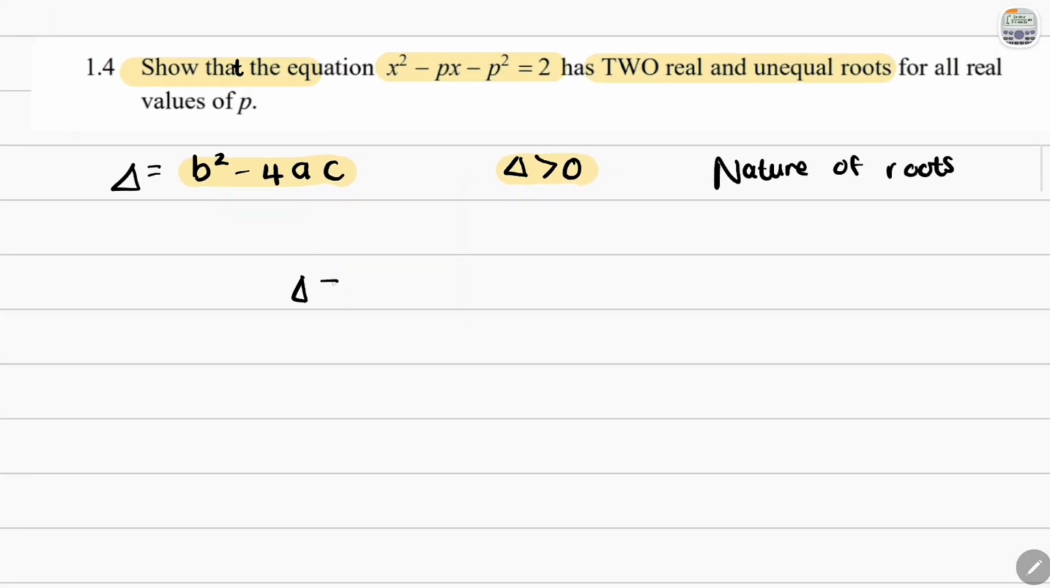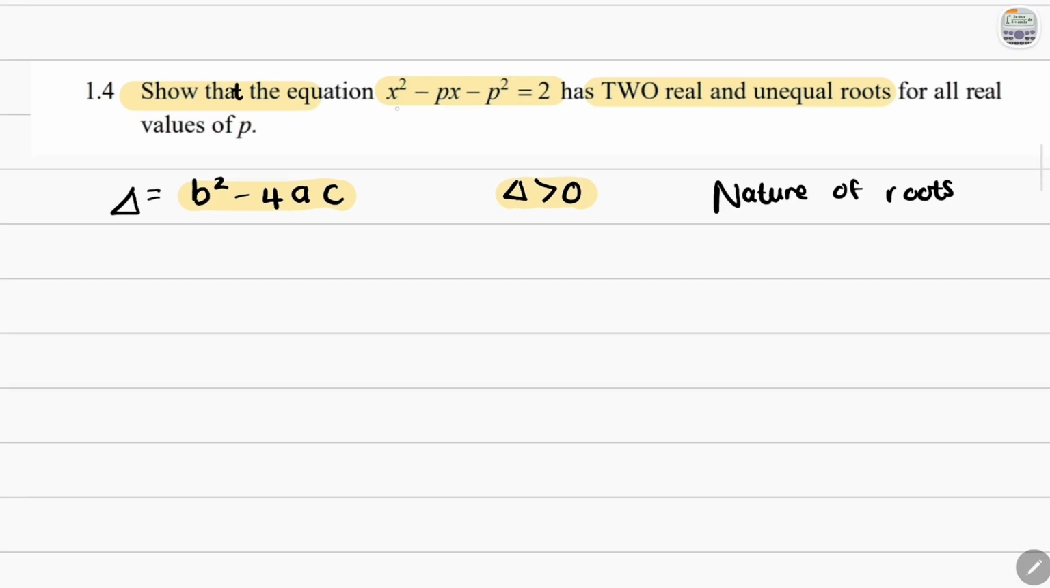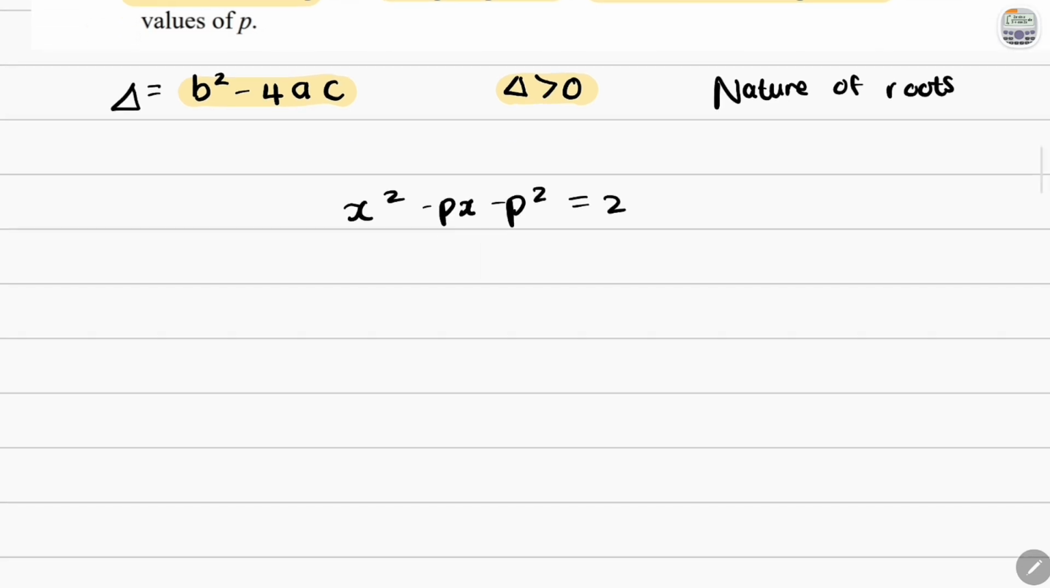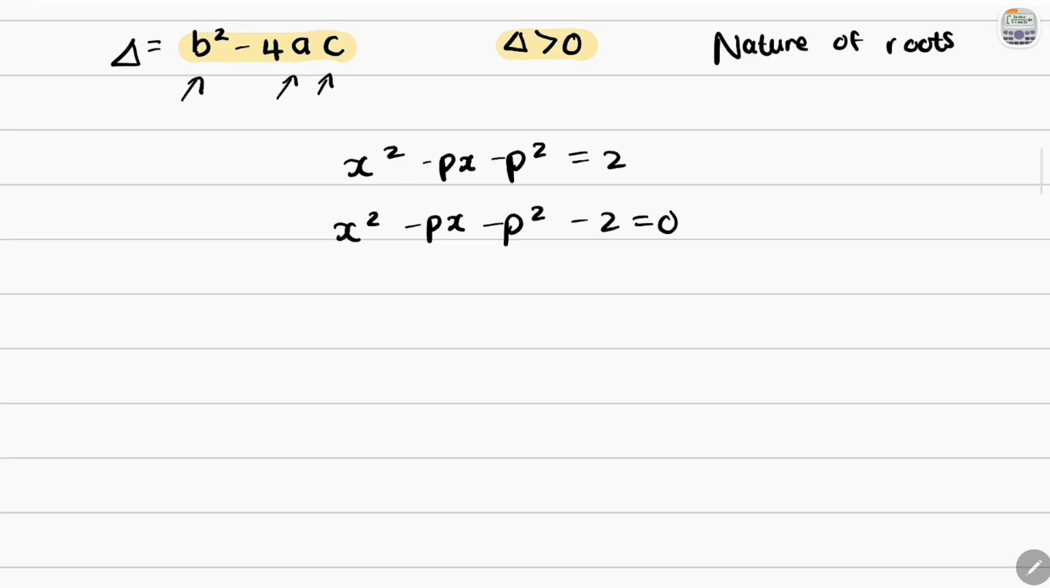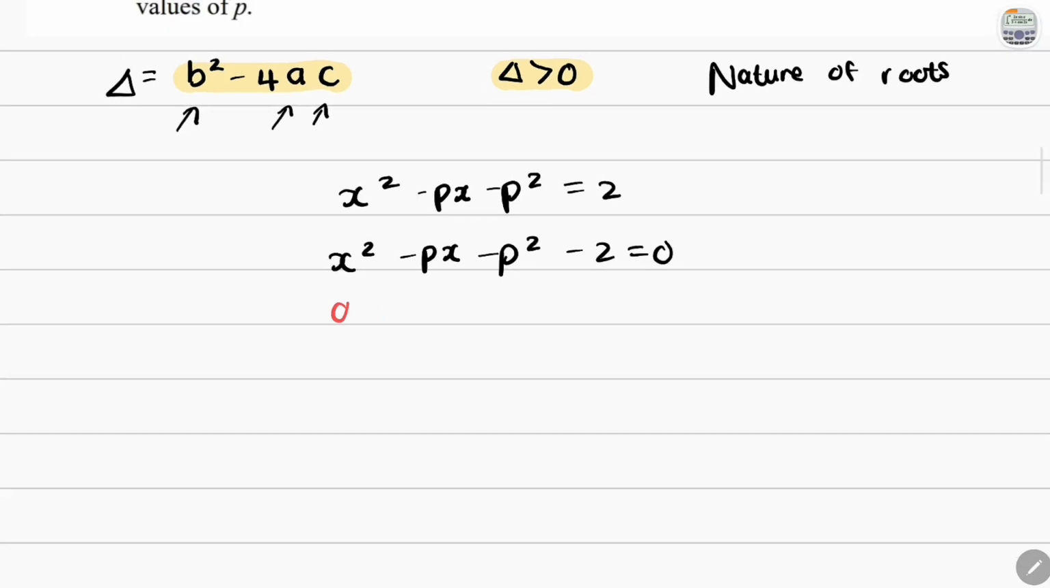So we're going to find that discriminant. And to do that, you see that our equation needs a little more cleaning up. So we have x squared minus px minus p all squared is equal to 2. This needs to be in the standard form of a quadratic equation so that we can spot a, b, and c. So we'll rewrite this as x squared minus px minus p squared minus 2 is equal to 0. And now we can spot these. So it is in the form of ax squared plus bx plus c is equal to 0.